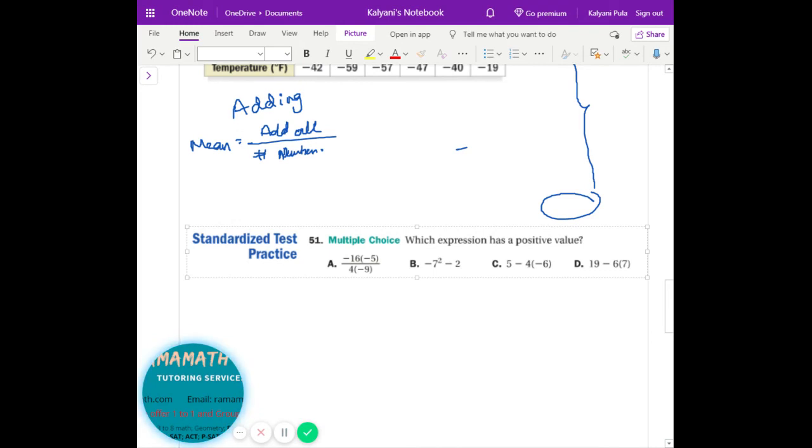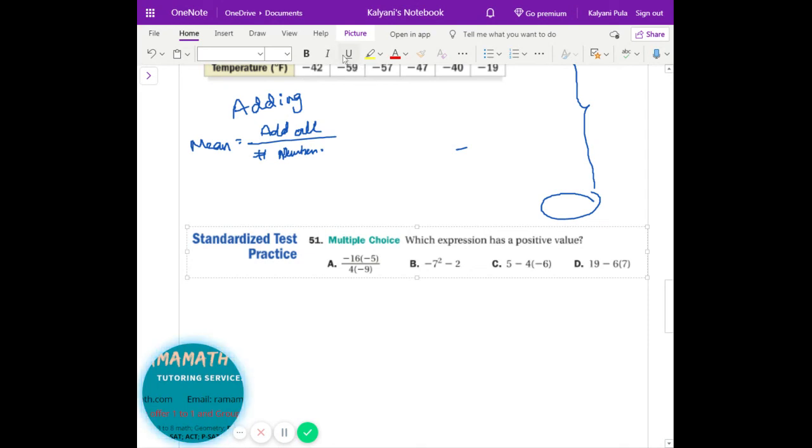Now let's look at this multiple choice. Which expression has a positive value? Okay. So let's answer this standardized test practice. It's always important to be prepared and ready for this type of question. That way we're good to go. Okay, go ahead and try it. Like that, you're eliminating them.